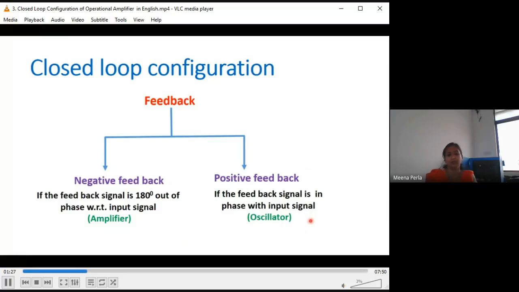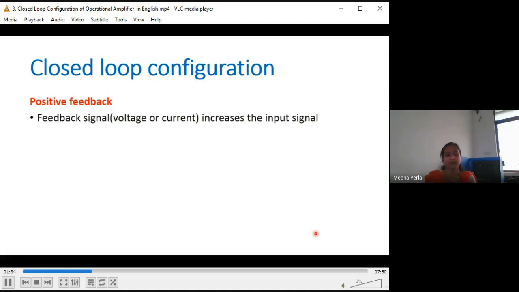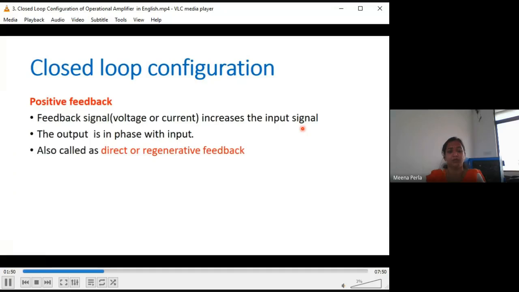So let us see the types of feedback one by one more clearly. The first one is positive feedback. As I have told, the feedback signal is in phase with the input signal. Because of that, the feedback signal, which can be voltage or current, increases the input signal. Because it is increasing the input signal, it is also called direct or regenerative feedback.